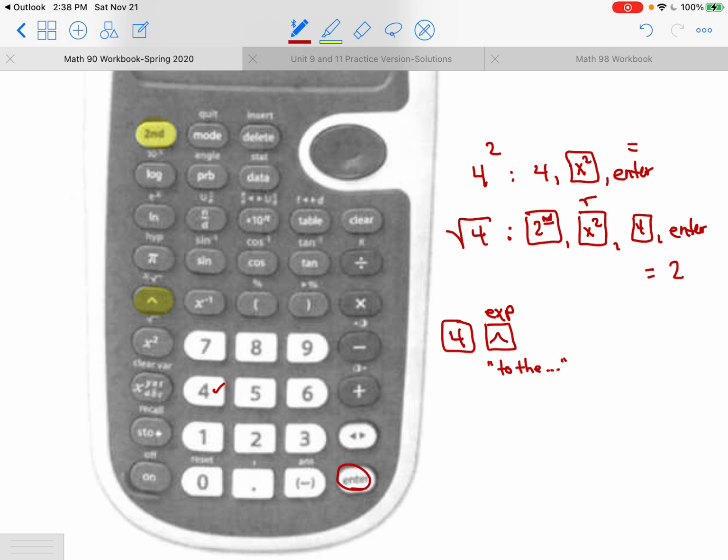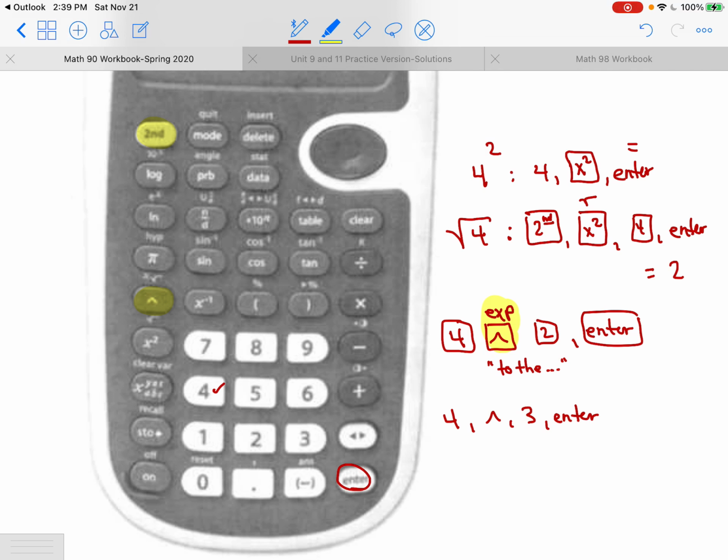It's waiting for us to say, what do you want me to raise this 4 to? So if we want to square it, we would put in a 2 right after that. If we wanted to cube it, of course, we would say 4 caret 3, and that would cube 4 for us. So you can use that, and then of course we would click the enter button. You can use this little caret button for any exponent that you like. I like it because it's very simple.